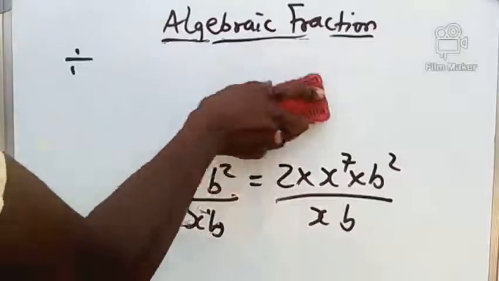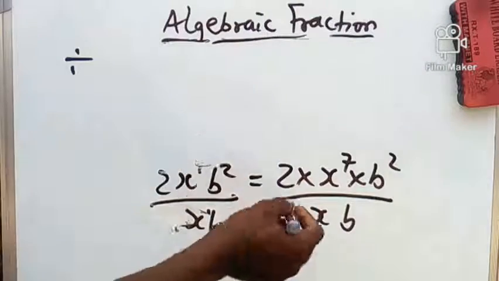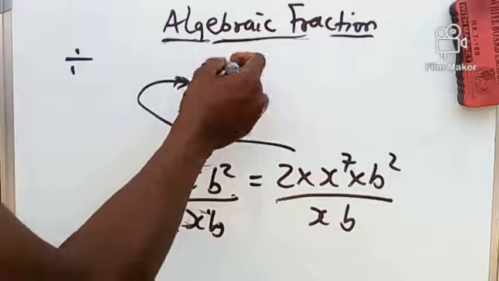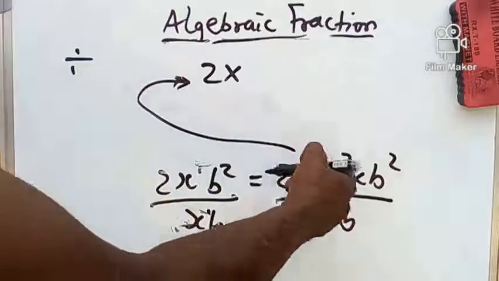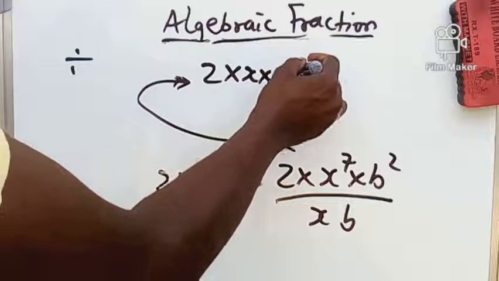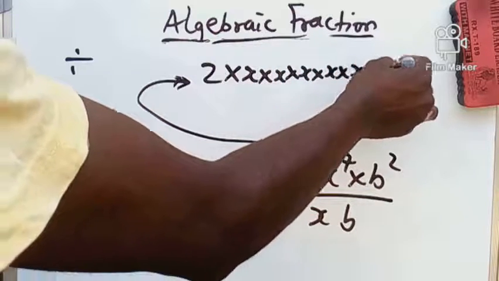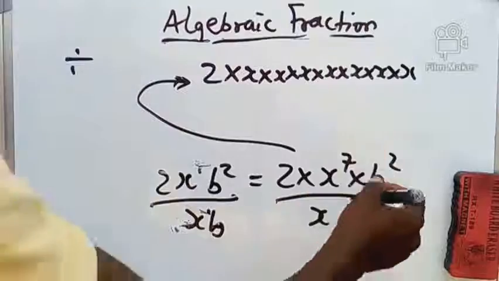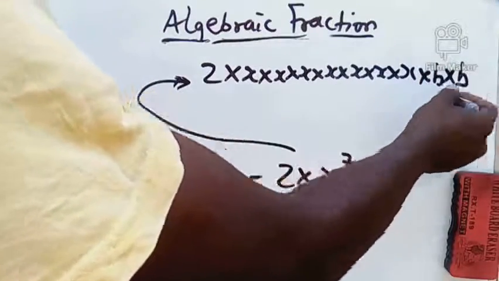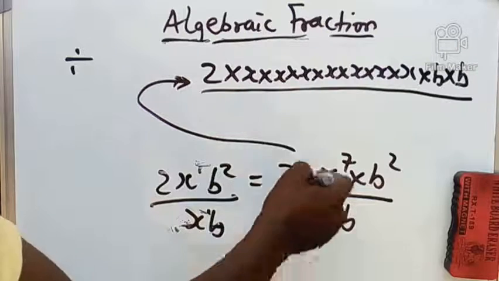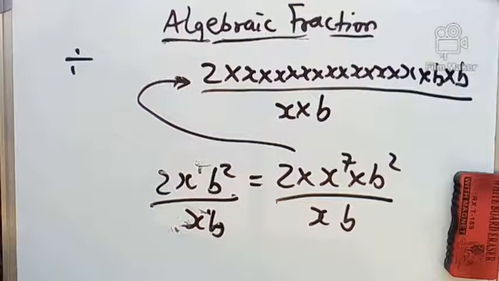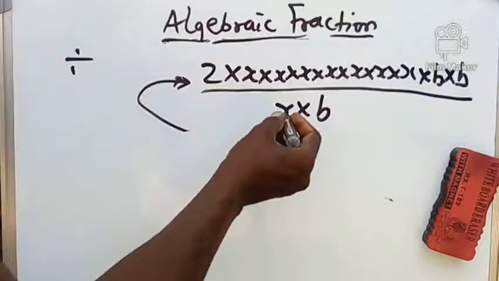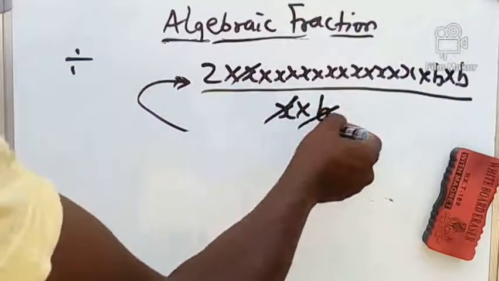So we'll go ahead and simplify further. In this case, this will become 2 multiplied by x to the 7th power, which means x multiplied 7 times. You have x times x times x times x, x, x, and x. That is 7 times. Now b squared means b multiplied 2 times, that is b times b. Everything here is divided by x multiplied by b. Like I said, only similar variables can be divided. So what we have here is x and b. So x will take care of one of the x's and b will take care of one of the b's.